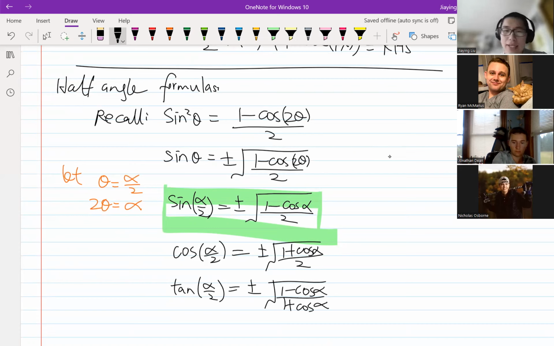To be honest, I think you should memorize at least one of them, or at least know where they come from. I think if you understand the derivation from the sine squared formula, then this should be okay. But I'll let you decide whether you want to memorize them or not.